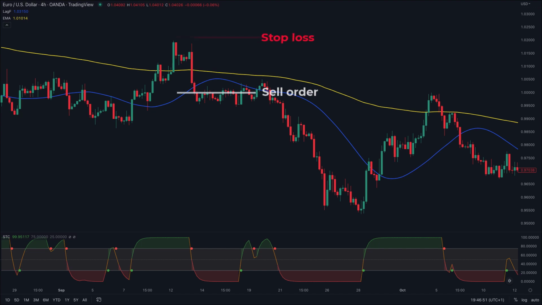Then, we can place a stop-loss order at the Laguerre filter or at previous high. The take-profit order will be set at 2 times the risk.